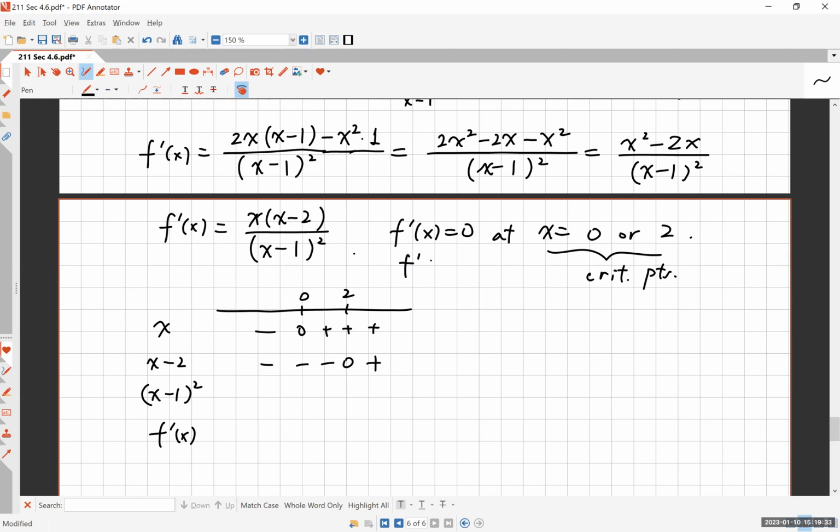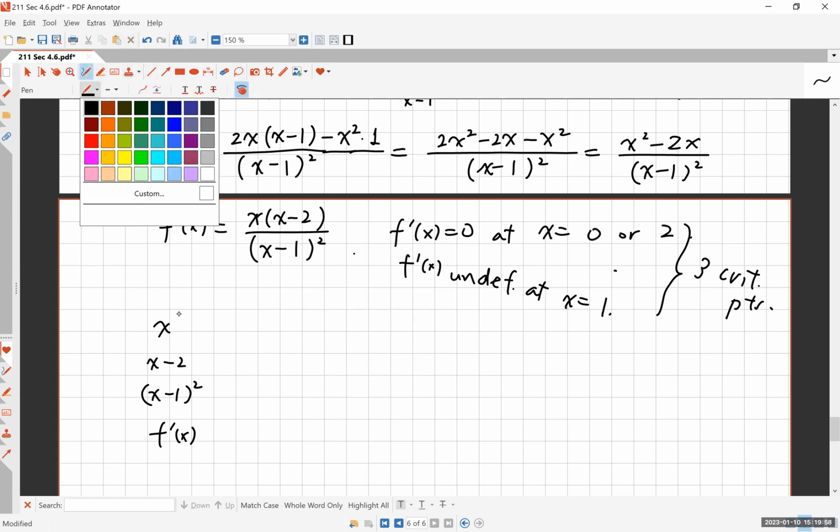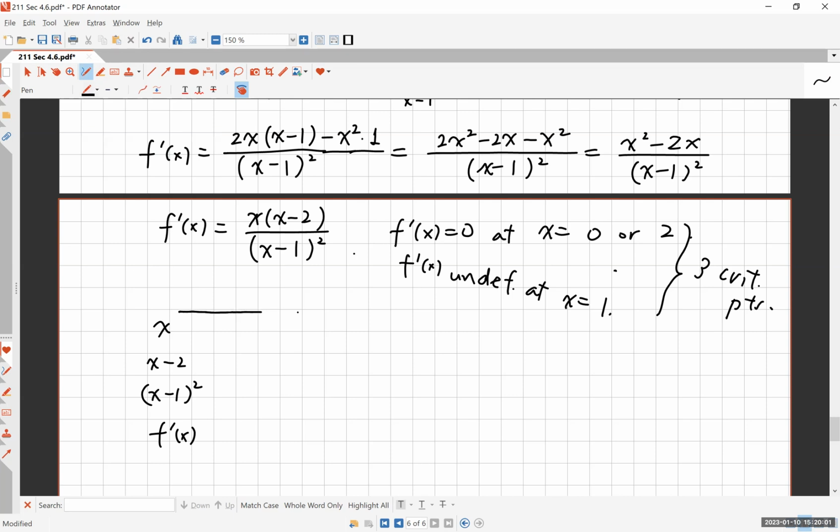So I should say f prime is undefined at x is equal to 1. So actually, we have three critical points. I am sorry about that. I need to do this over again because I really have to include all of the critical points. So the critical points are 0, 1, and 2.